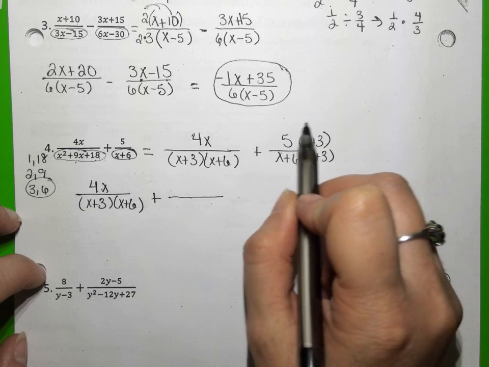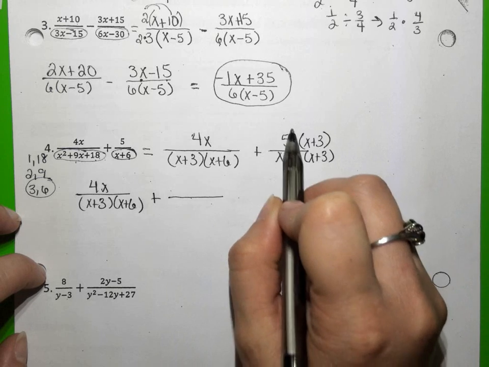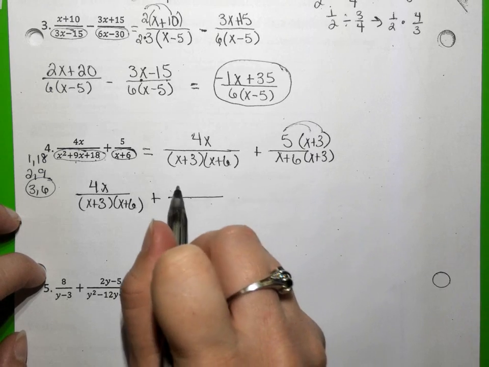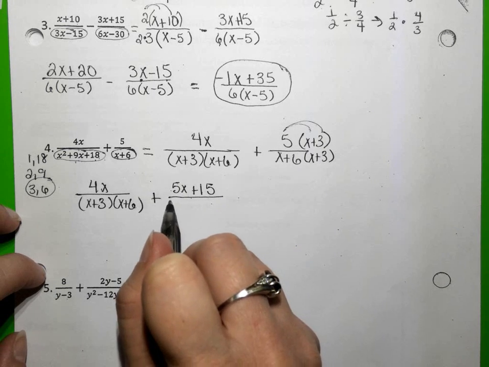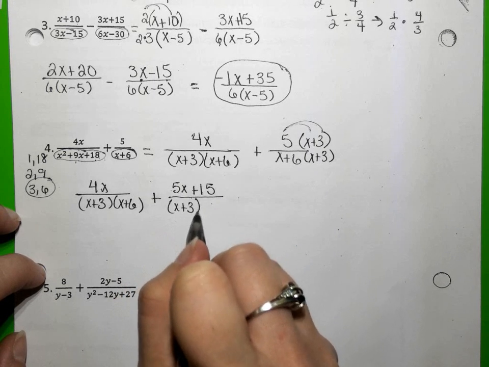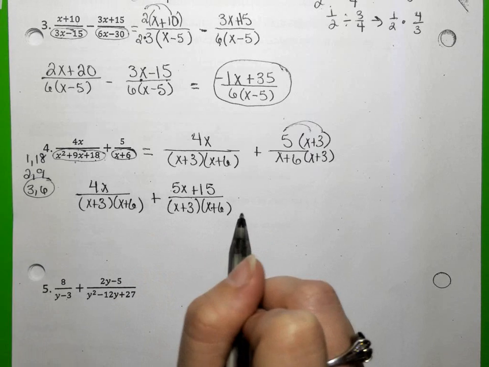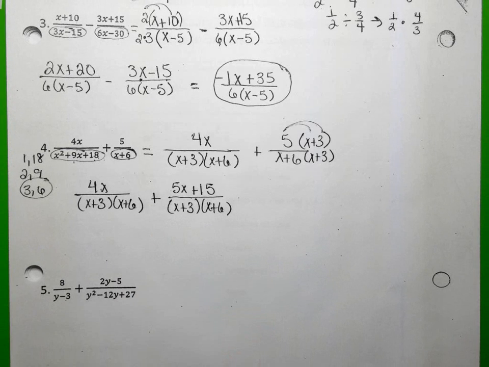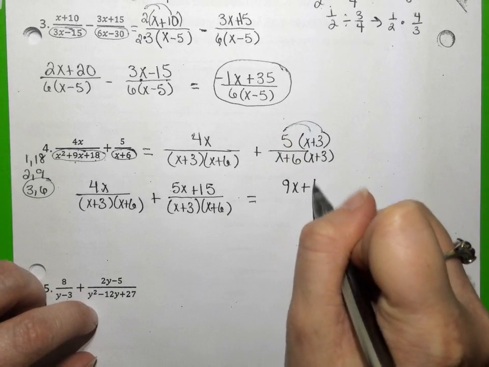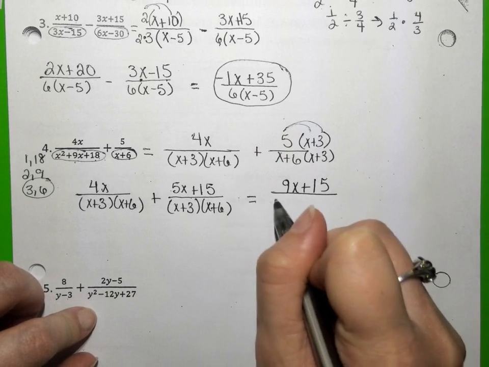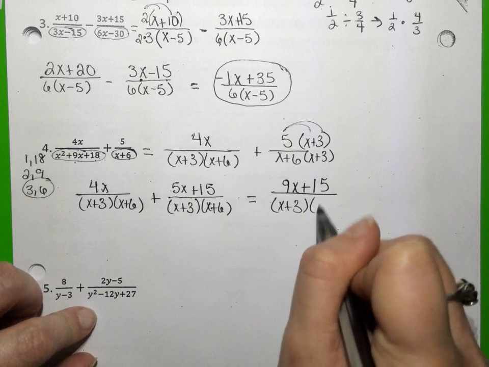Okay, what can I do to this one? There you go. Distribute that 5. So I get 5x plus 15. And since they have the same denominator, what can you do to the numerators? Add them. So what are you going to get? 9x plus 15 over x plus 3, x plus 6.